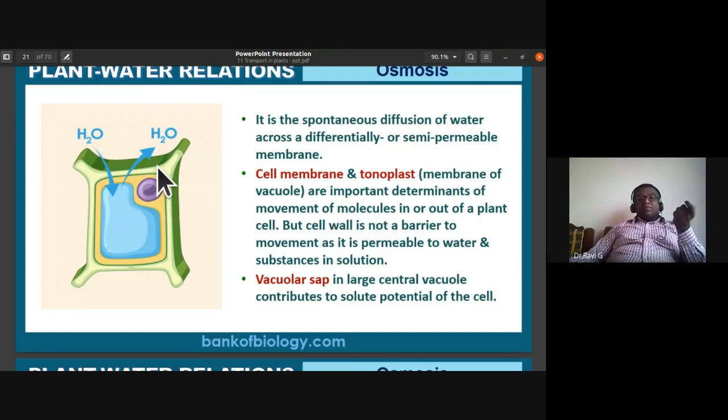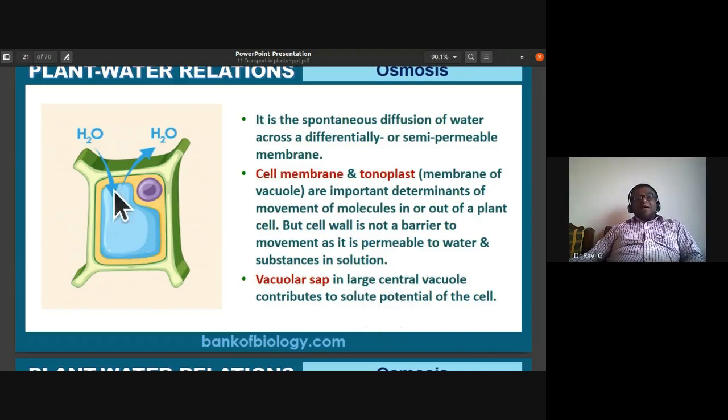But the cell wall is not a barrier to movement, as it is permeable to water and substances in solution. The cell wall is not a barrier because it is permeable to water and substances dissolved in water. They can enter through the cell wall. The barriers are the cell membrane and tonoplast. The cell membrane and tonoplast determine what substances have to enter and what substances have to exit. The entry and exit of molecules are determined by them. The cell wall is permeable to water and solutes dissolved in water, that is, solution.